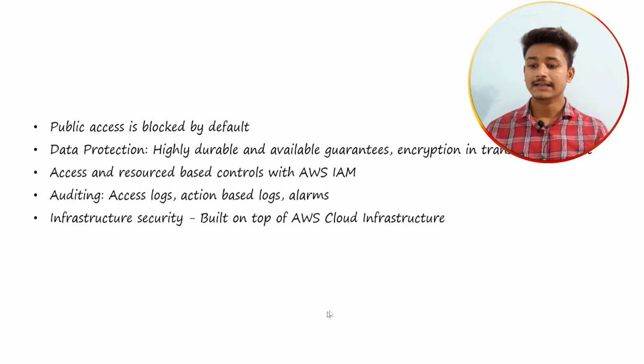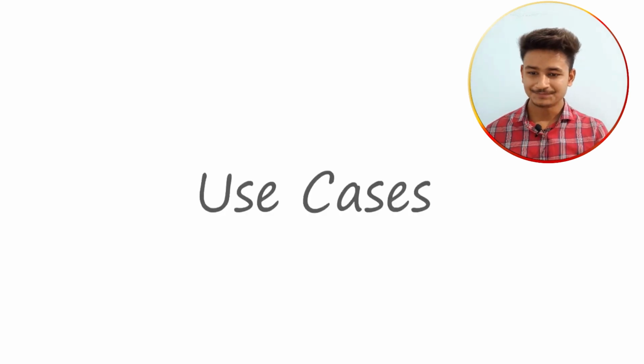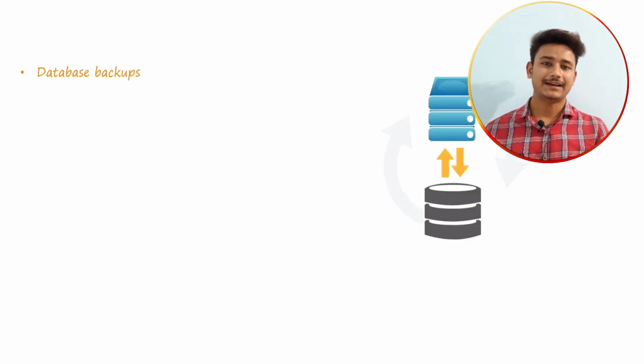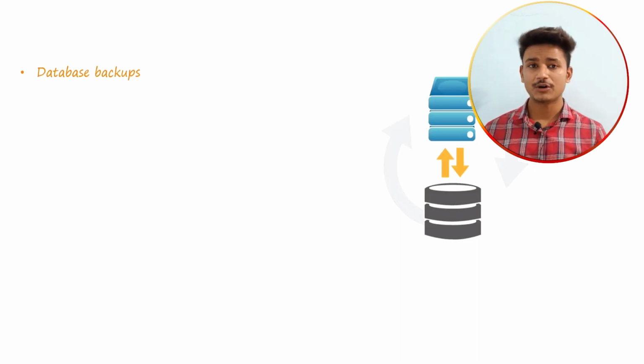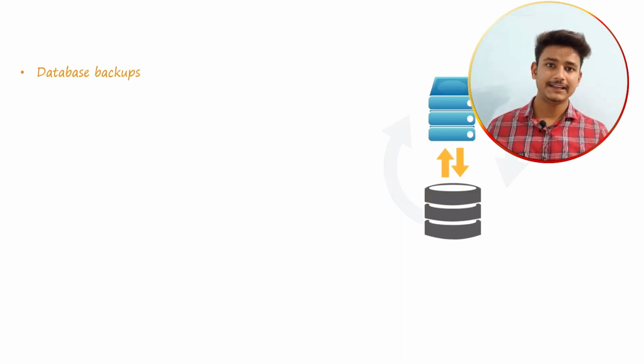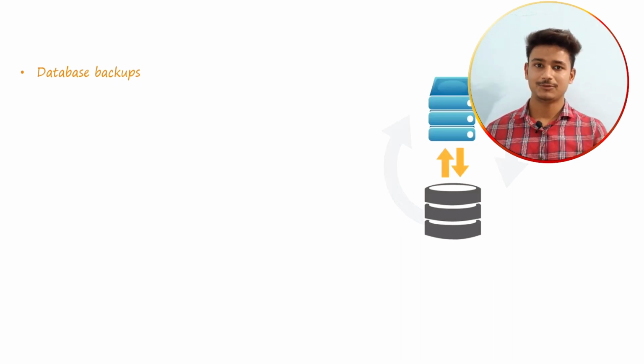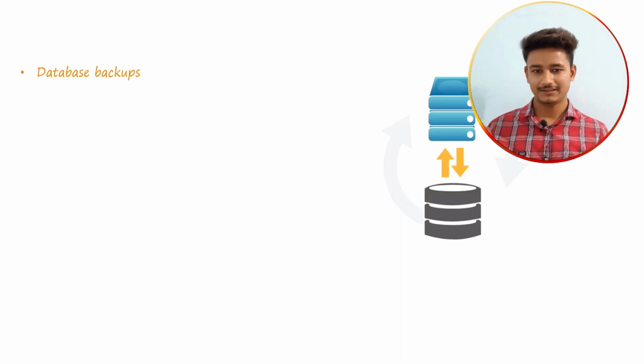Then comes infrastructure security. The infrastructure is built on top of the AWS cloud infrastructure, so no need to worry about that. Then come the use cases where S3 is used most of the time. First, data backups. Backups can be done periodically: monthly, daily, yearly, or weekly. For the best example, your WhatsApp gives you a pop-up asking whether you want to store your data backups yearly, monthly, weekly, or daily, or switch it off. So this is the best use case.